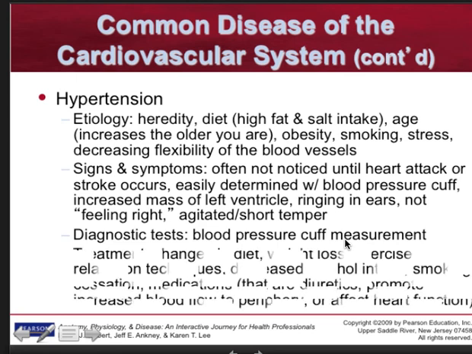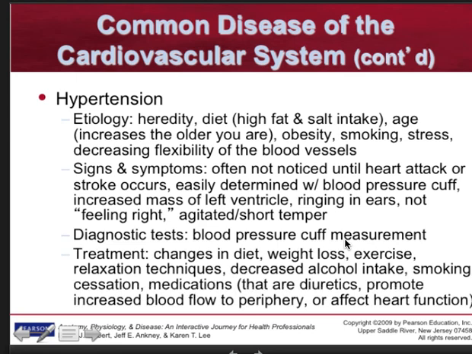Diagnosis is blood pressure cuff measurement. The treatments are changes in diet, weight loss, exercise regimen, relaxation techniques, decreased alcohol intake, smoking cessation, meds that primarily are diuretics, so they cause you to lose water and as a result reduce blood volume, which in turn reduces blood pressure, or a combination of any of these.